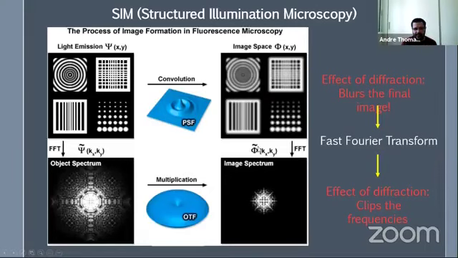distances. So if we take the Fourier transform of this image, it's exactly this image here. So the effect of clipping the higher frequencies is to blur our real image. So if we are able to do something with our image and take information from the higher frequencies, maybe we can get information from the small distances in the real image. So that's exactly what SIM microscopy does.